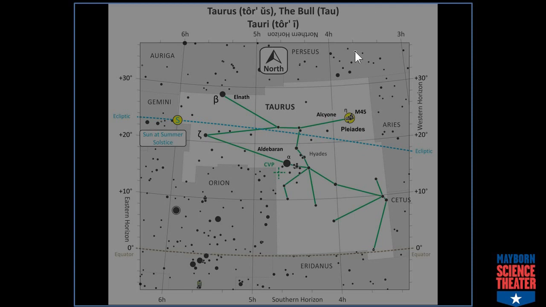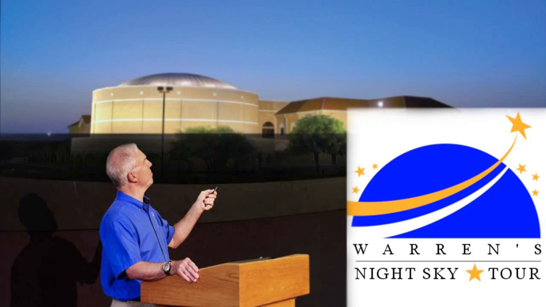And right in here is going to be somebody else. So what comes after Taurus the bull? Orion. Well, that ought to be fairly easy. Let's go to Orion. Right there. Let's go ahead with it. Trace him out. There you go. There's Orion. Here he is.